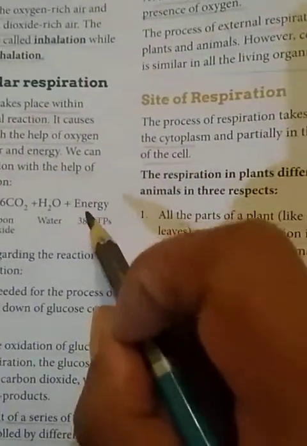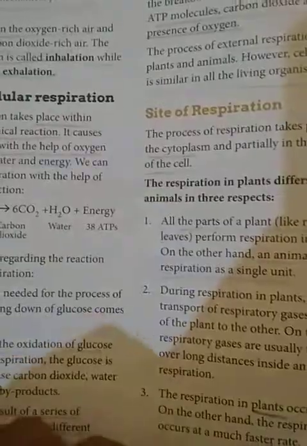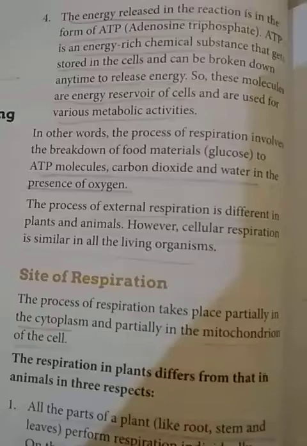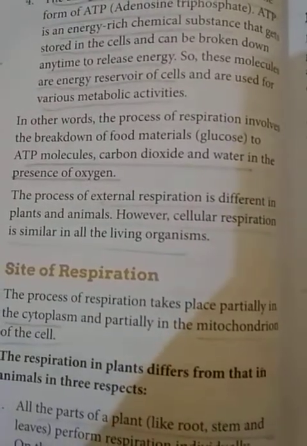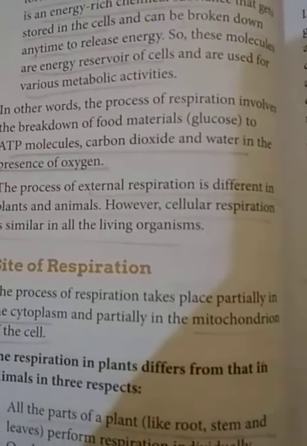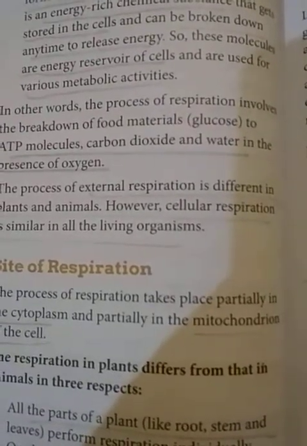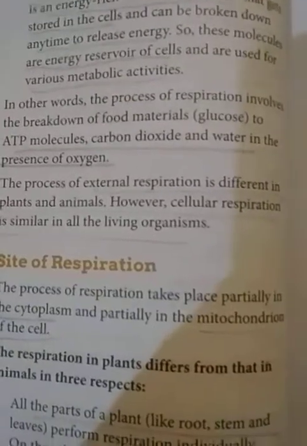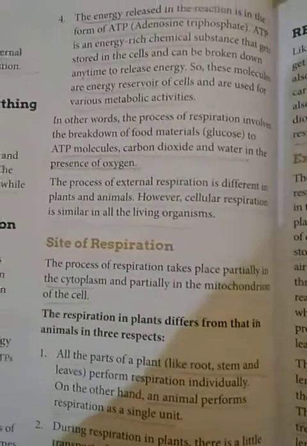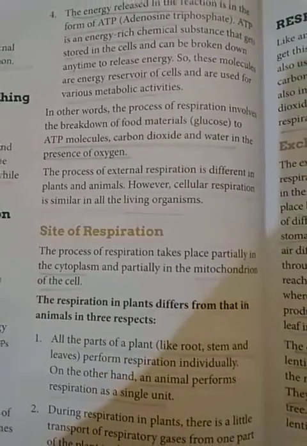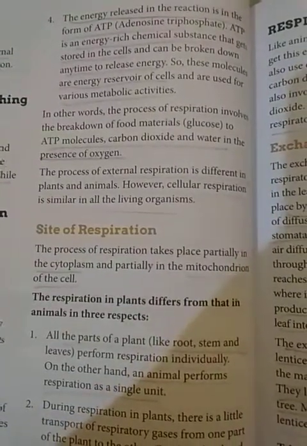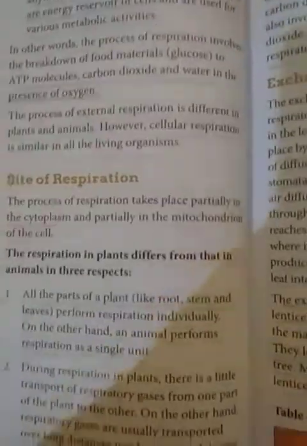This is a very energy rich chemical, and it gets stored in our cells, and it can be broken down whenever energy is required by our body. So when it gets stored in the cells, our cell is termed as the energy reservoir. Reservoir means that it is storing a lot of energy. So this process of respiration involves the breakdown of food materials to ATP, carbon dioxide and water in the presence of oxygen.